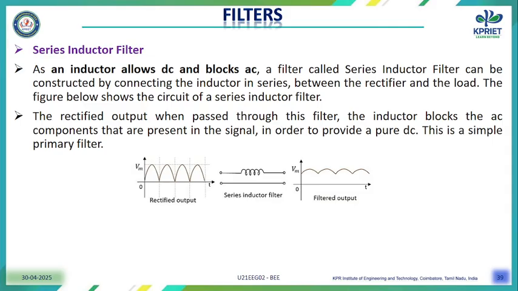The figure below shows the circuit of the series inductor filter. When the rectified output is passed through this filter, the inductor blocks the AC components present in the signal in order to provide a pure DC. This is a simple primary filter.